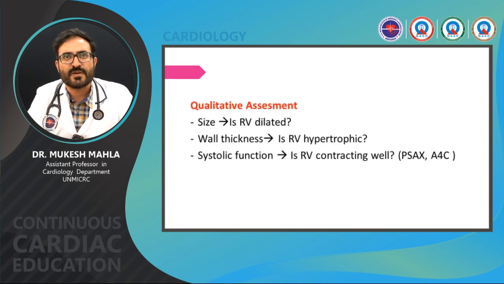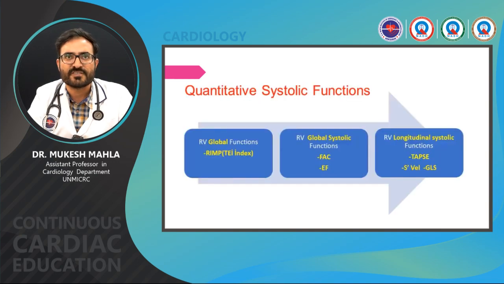RV function is assessed by qualitative or quantitative assessment. In qualitative assessment, by size, is the RV dilated or not; wall thickness, is RVH present or not; or systolic function, is the RV contracting well or not. While in quantitative systolic function, we measure RV global function by Tei index or RIMP, right ventricle index of myocardial performance, and RV global systolic function by fractional area change or visual ejection fraction. RV longitudinal systolic function is measured by TAPSE or S-prime.